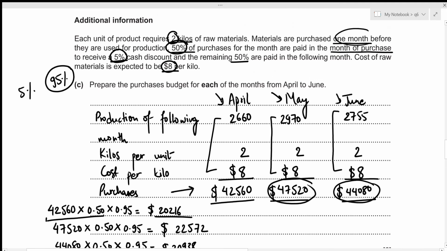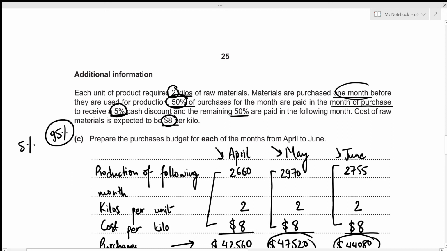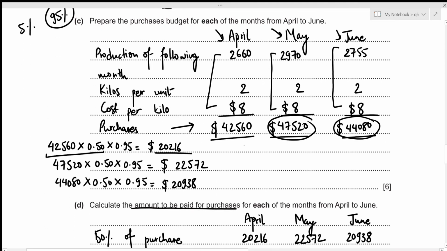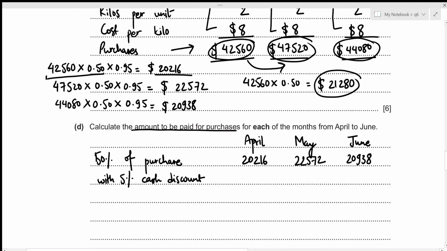Now again, let's have a look at our information. We were told that the remaining 50% are paid in the following month. Okay, so if we are talking about the remaining 50% for the month of April, it will be paid in the month of May. Let's figure it out. So that's 42,560 times 50%, which you can write down as 0.50. And this results in the amount of 21,280. And this is the amount to be paid in the month of May, corresponding to the purchases made in the month of April. Let's write it down.